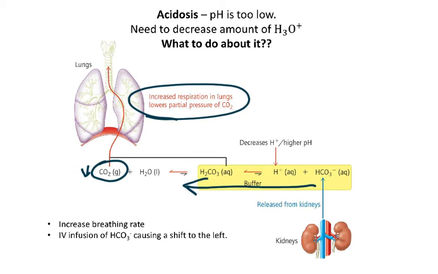So the reverse of what caused it, right? We could try to increase respiration. Kidneys could release more bicarb. And if that's not possible, we can do something about this. This was actually the example of the runner, I believe, where they gave an IV infusion of bicarb, causing a shift, and the system stabilized. So you have some external interventions that we can apply.